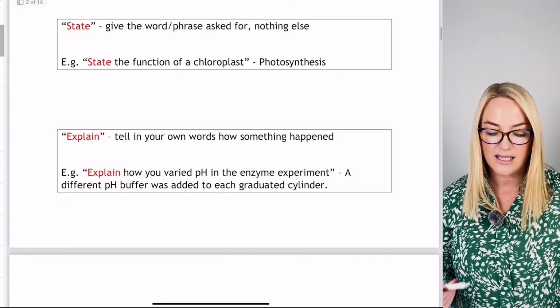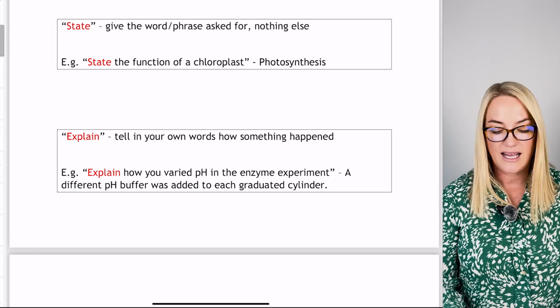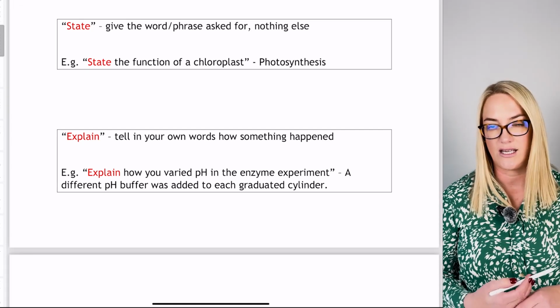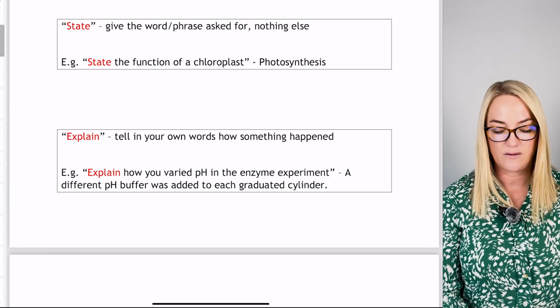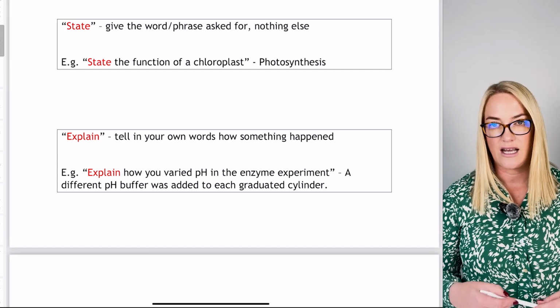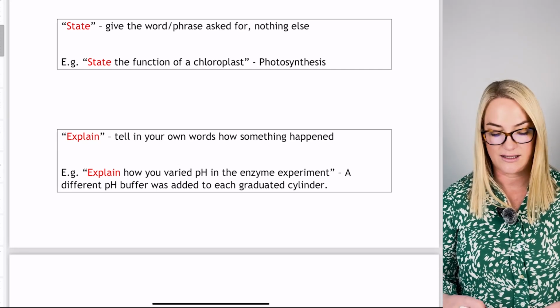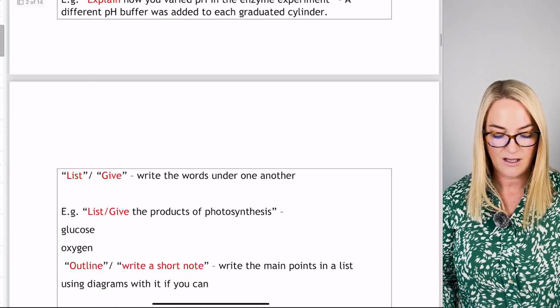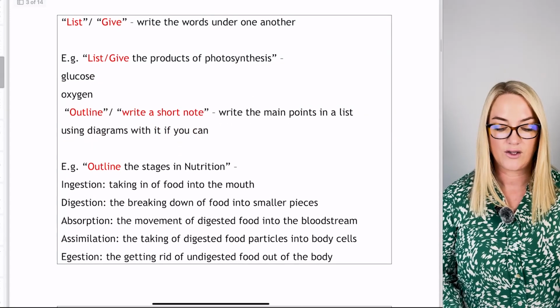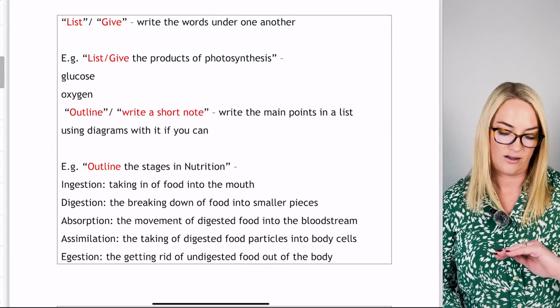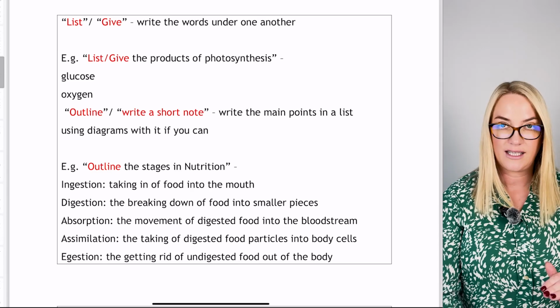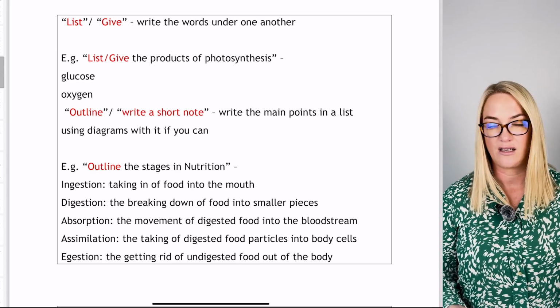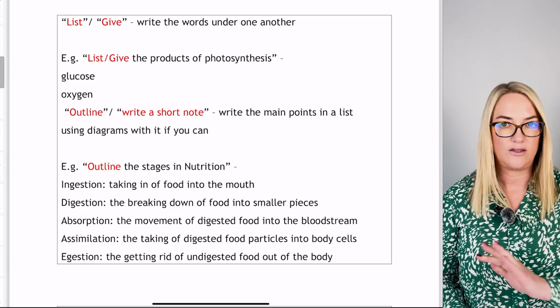Explain. So tell it in your own words how something happened. Explain how you varied the pH in an enzyme experiment. So you would have used different pH buffers and added that to different graduated cylinders. List or give. So write the words down one under the other. So list or give the products of photosynthesis. Glucose, oxygen. You don't need to say anything else.